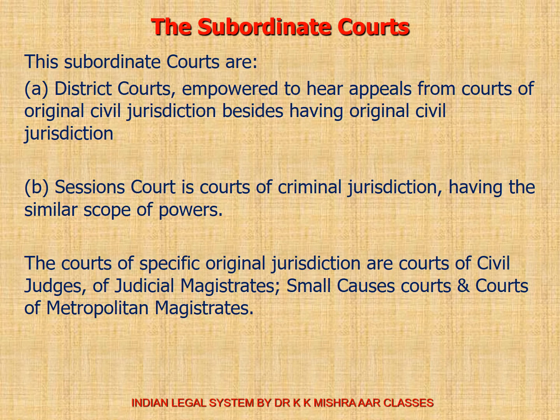Now, the subordinate courts. The subordinate courts are: A. District courts, empowered to hear appeals from courts of original civil jurisdiction besides having original civil jurisdiction. B. Sessions courts, which are courts of criminal jurisdiction having similar scope of powers. The courts of specific original jurisdiction are courts of civil judges, of judicial magistrates, small causes courts and courts of metropolitan magistrates.